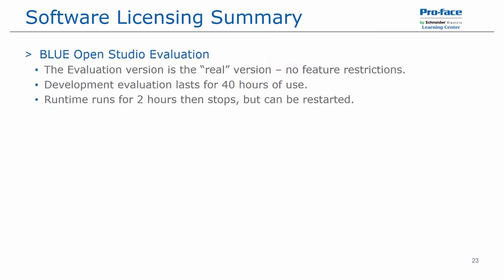To summarize our software licensing, Blue Open Studio has an evaluation period. It is a real version of the software. There are no feature restrictions. The only restriction is time, and it lasts for 40 hours of use. This is not 40 hours of real time, it's 40 hours of use.